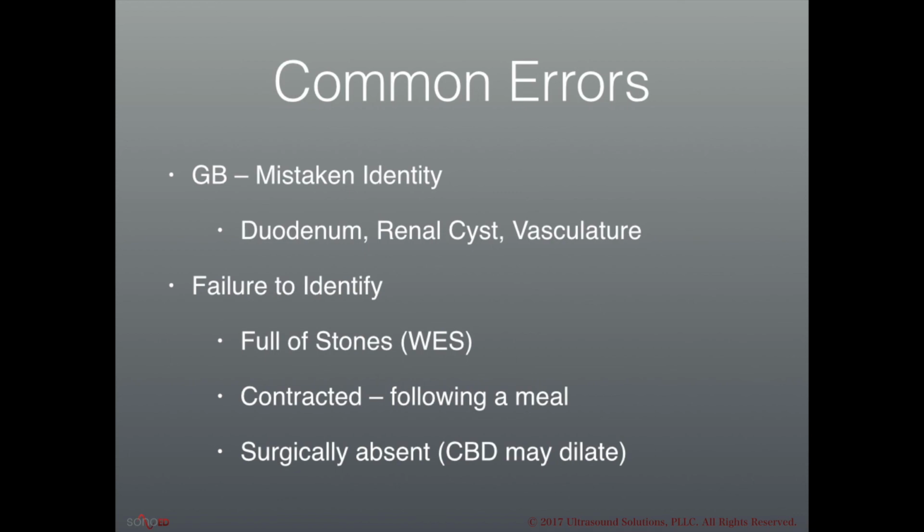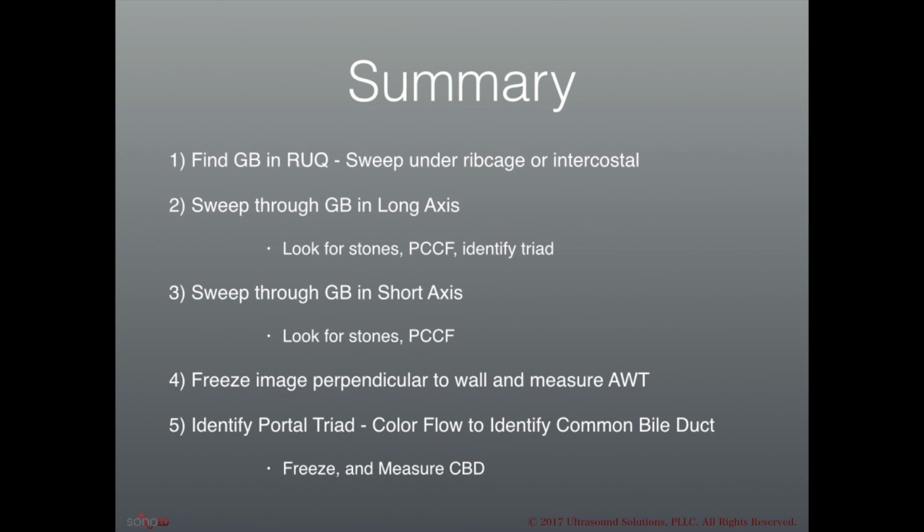So in summary, this is the technique that I use to perform the gallbladder ultrasound. Once I identify the gallbladder in the right upper quadrant, I'm going to sweep through it in the long axis looking for stones, confirming its association with the Portal Triad, and looking for any inflammatory changes such as thickening of the wall or pericholecystic fluid.